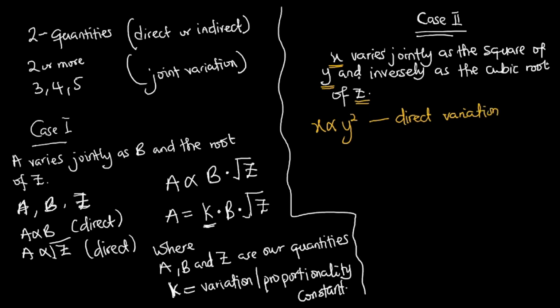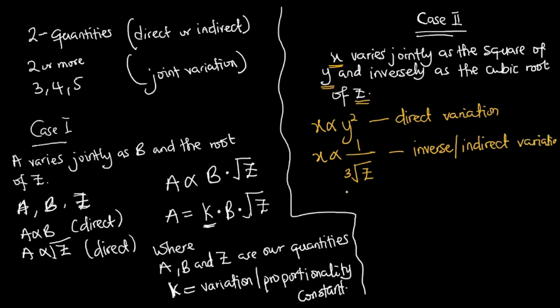Now we have over here, and inversely as the cubic root of z, which means s also varies inversely, which becomes 1 over the cubic root of z. And this is an inverse or an indirect variation.